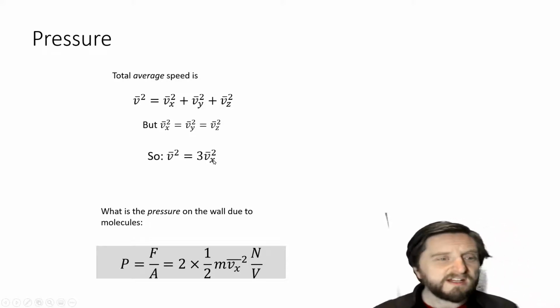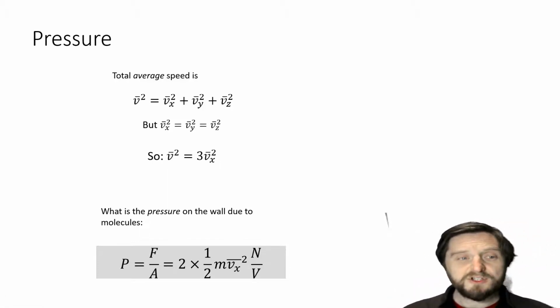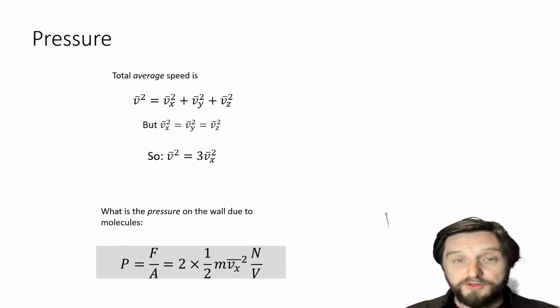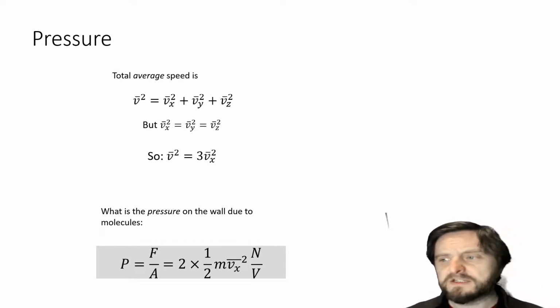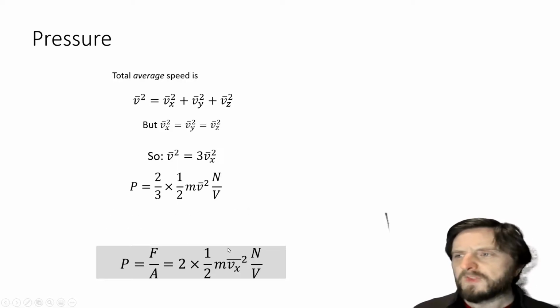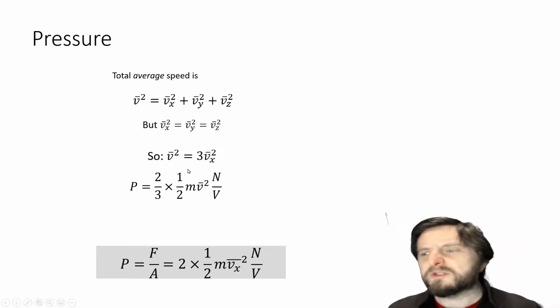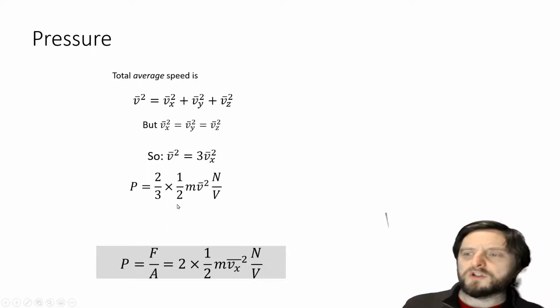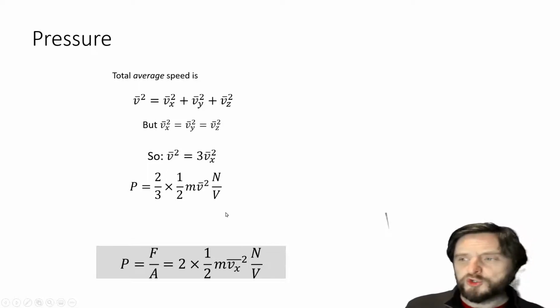So I could rewrite that as saying, well, the overall average velocity squared equals 3 times the average velocity in the x direction squared. So I could use that to put down here into this equation and get rid of this x component. So if I do that, my equation simplifies to this. I've got my v squared here, my vx squared is going to be 1/3 of the actual average velocity. So I end up with this. My pressure is 2/3 times 1/2 mv squared n over v.